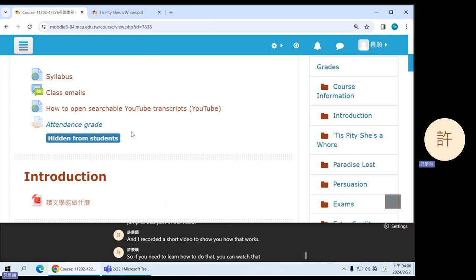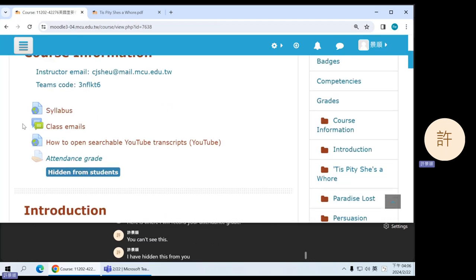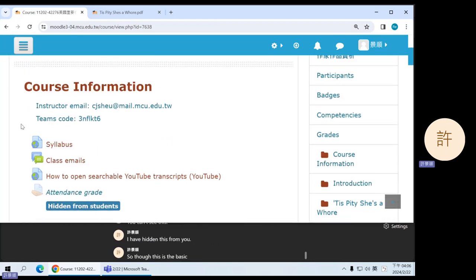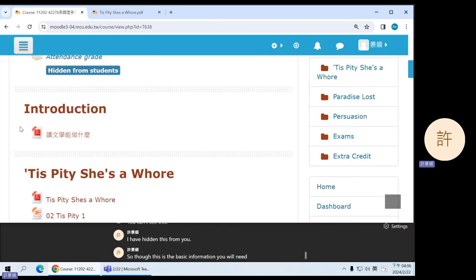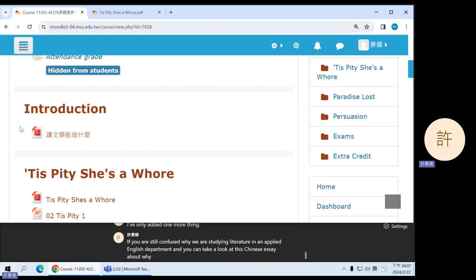Here is where I will record your attendance grade. You can't see this. I have hidden this from you. So this is the basic information you will need. The first unit, introduction, I'm doing that right now. I've only added one more thing. If you are still confused why we are studying literature in an applied English department, you can take a look at this Chinese essay about why literature can be important.